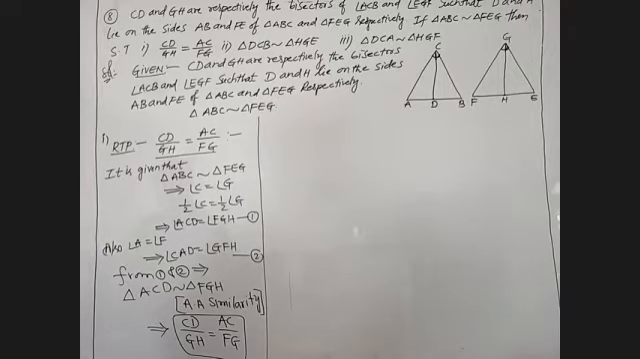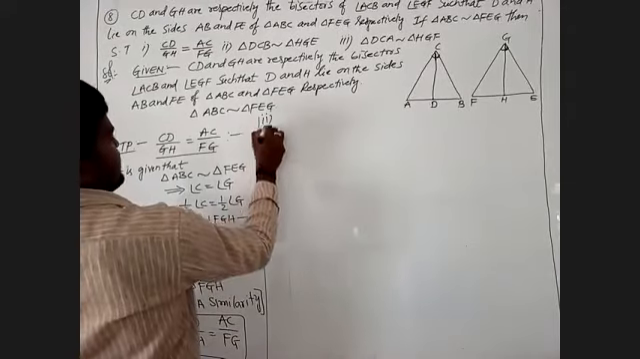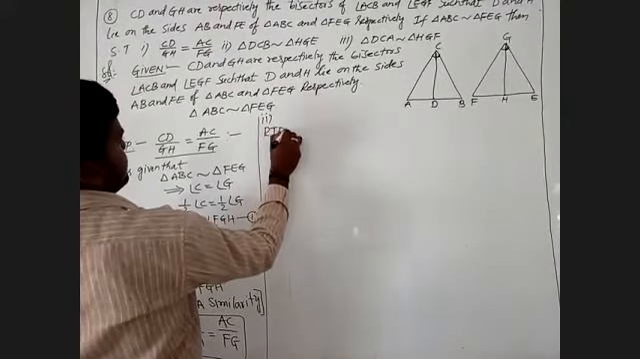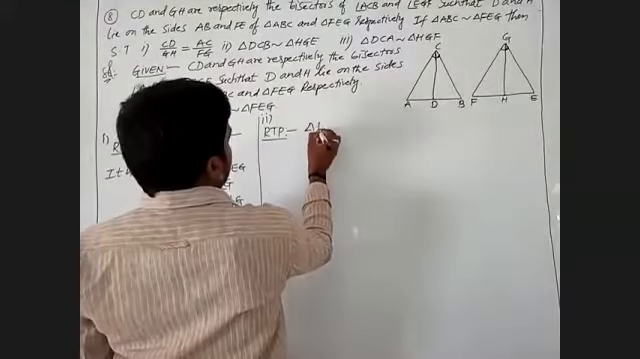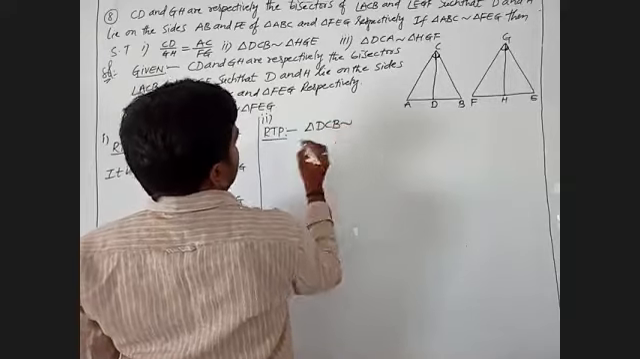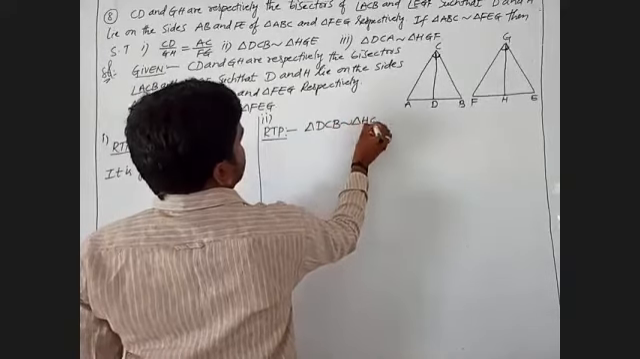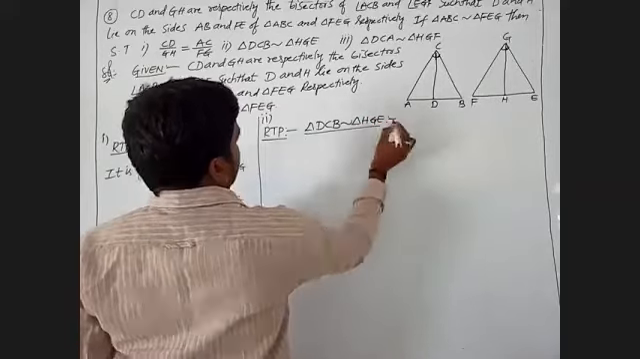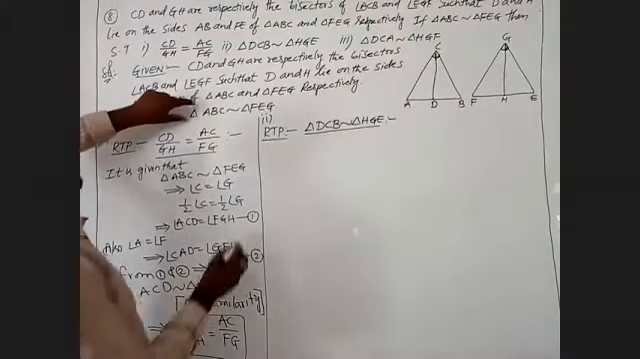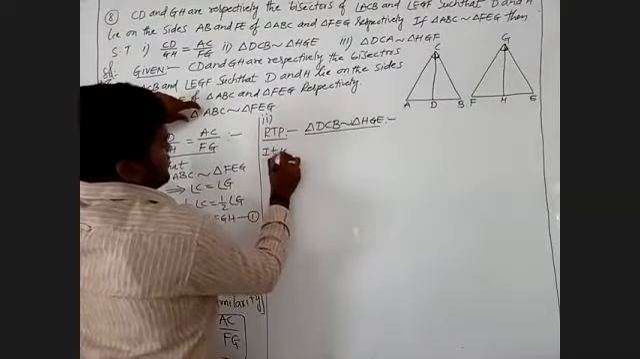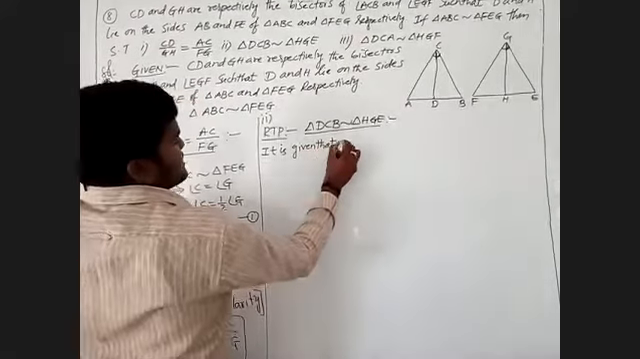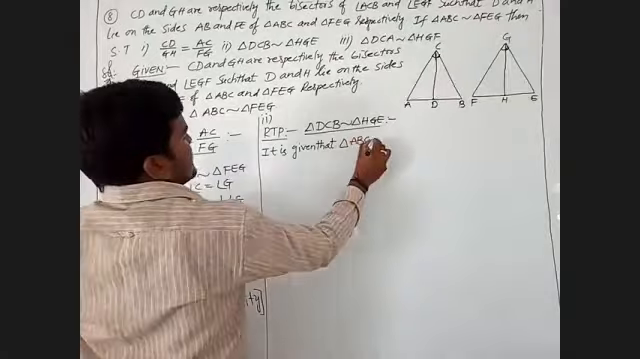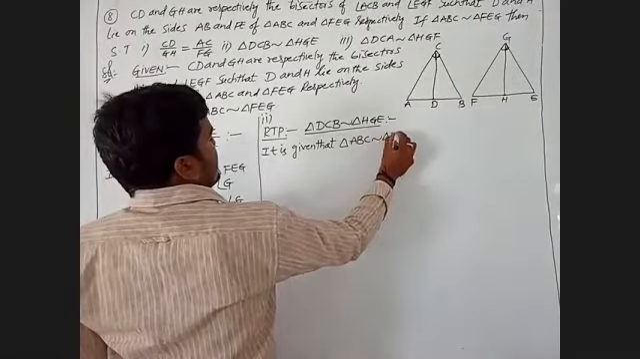Now I am going to the second one. What is the proof of the second one? Triangle DCB is similar to triangle HGE. What is the given problem? It is given that triangle ABC is similar to triangle FEG.